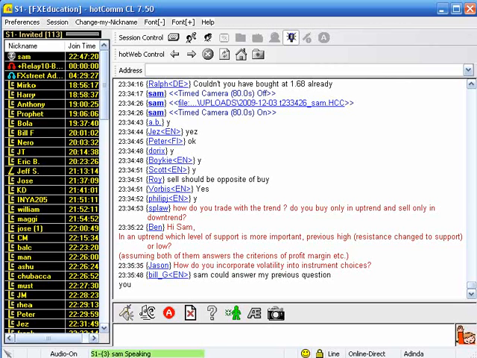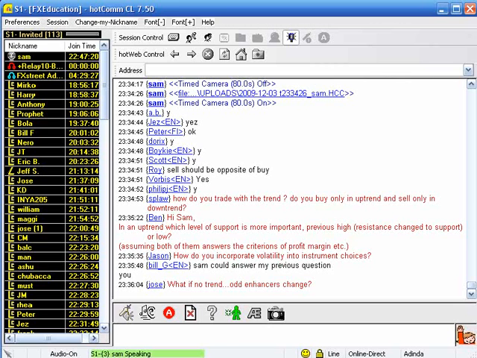Bill G, yeah, I just didn't see it. I'm sorry. If you wouldn't mind copy and pasting it in there, I'll try to make sure I get to it. Okay.